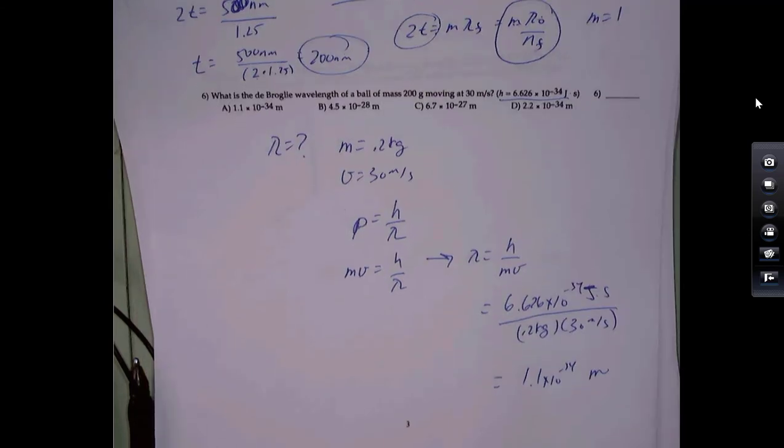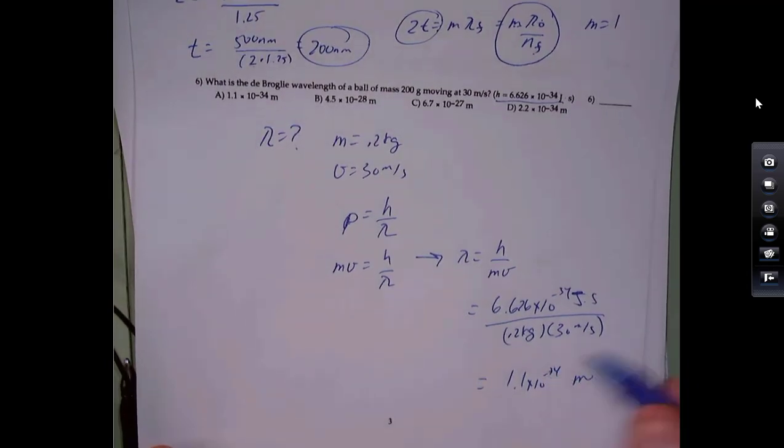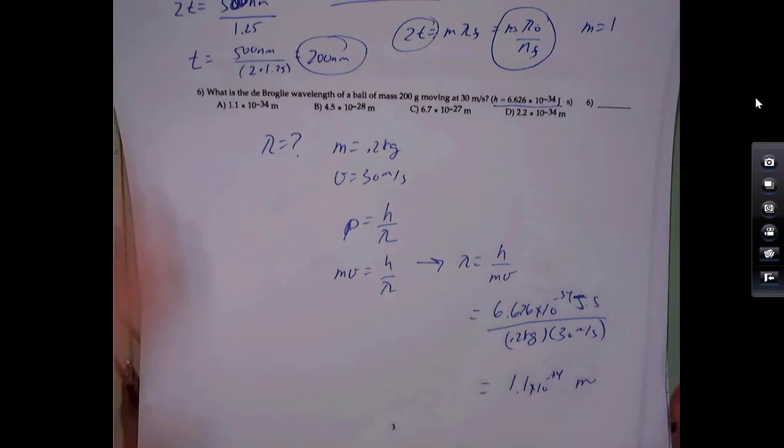So put it all together. You can use your calculator if you want to. You get about 1.1 times 10 to the minus 34th. Or if you notice, 30 times 0.2 would give you 6. So you'd have 6.6 divided by 6, which would be 1.1, and then you still have 10 to the minus 34th. Okay, so you'll see a de Broglie wavelength one. Again, that's from chapter 28, Quantum Physics.